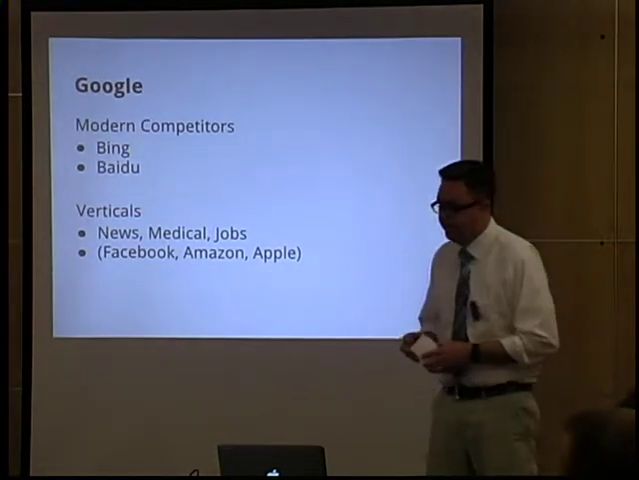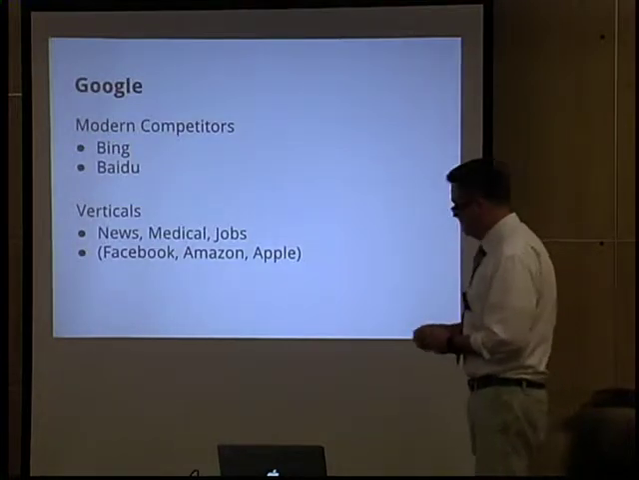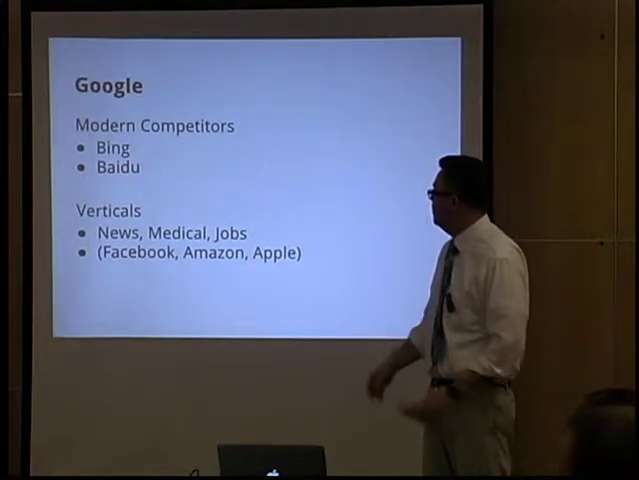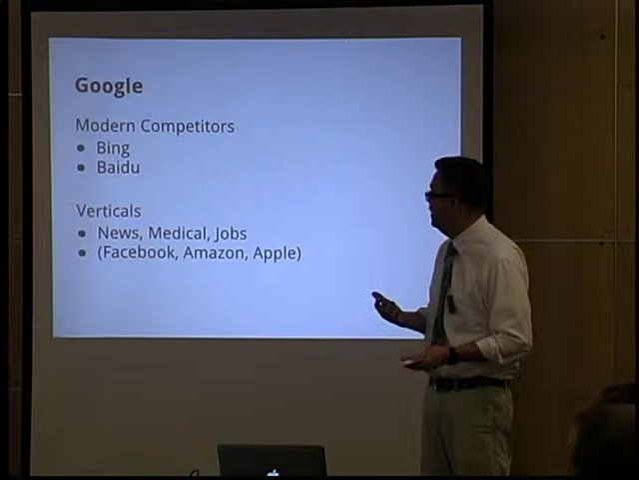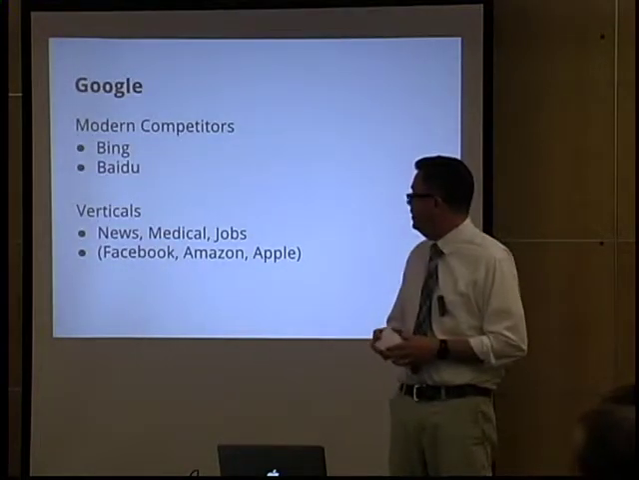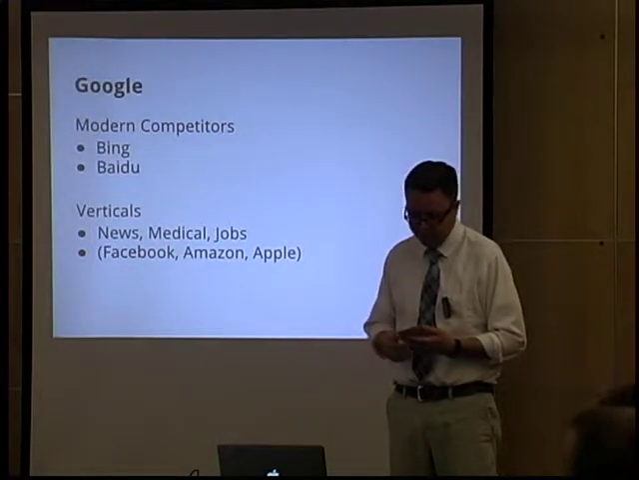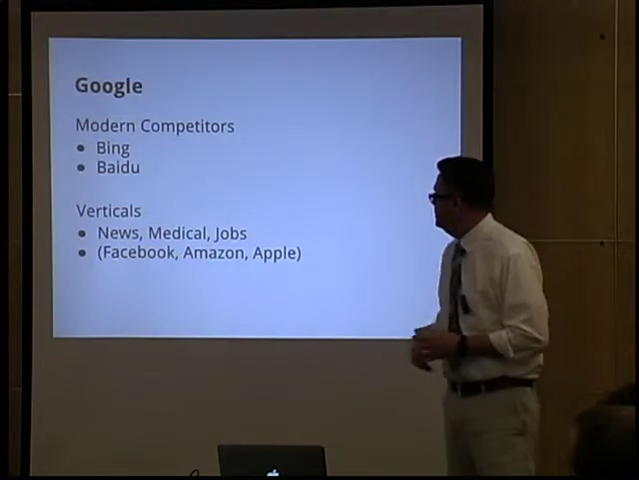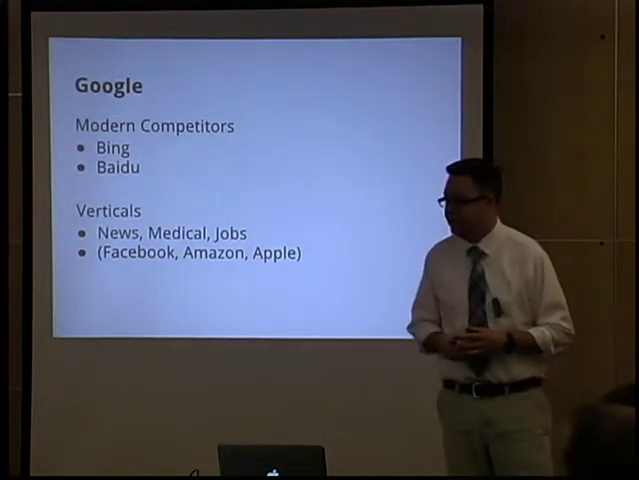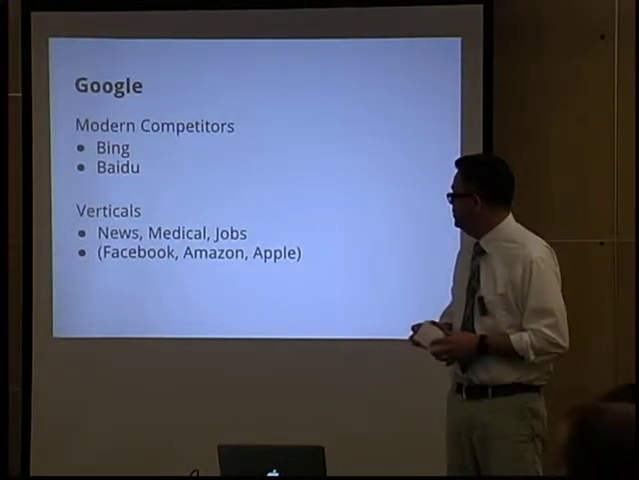Modern day competitors to Google are Bing and Baidu. Bing's major thing is they bought a semantic search technology called Powerset that they incorporate into their search results, and they also have an exploration pane off to the side so you can explore your search results. Baidu is the Chinese equivalent of Google. They're the first Chinese company to enter the NASDAQ top 100, so they're really huge.